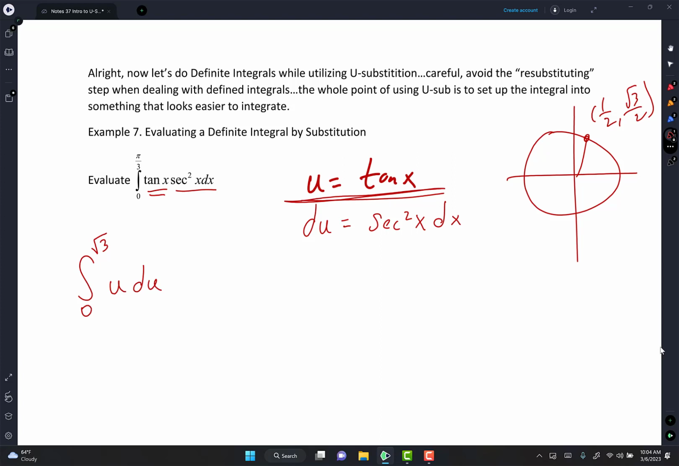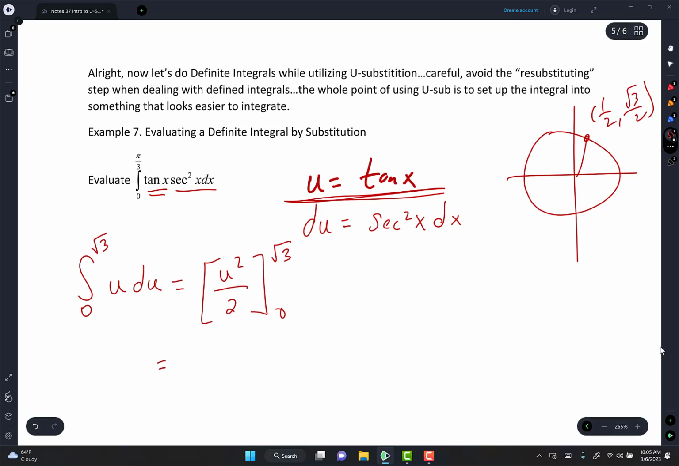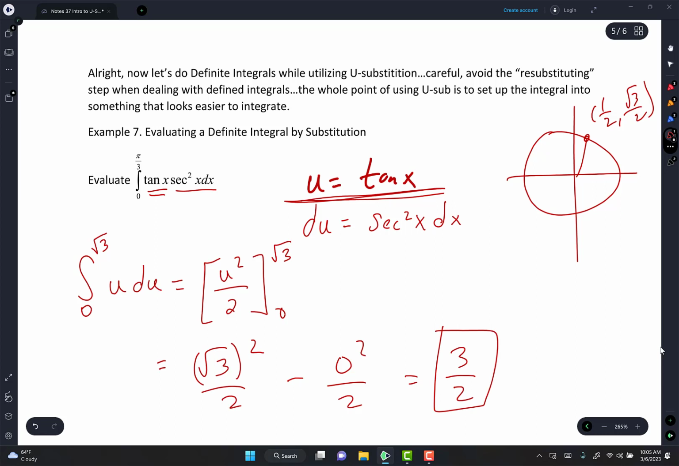Do not go back to your x. That's it, guys. We're done. Antiderivative of u. What is it? Antiderivative of u? U squared over 2. Perfect. And I'm going to evaluate this from 0 to square root of 3. There is no reason to go back to the x, because that's the whole point of this, to make life easier. Are we cool, guys? So here we go. Upper minus lower. Square root of 3 squared over 2 minus 0 squared over 2. So square root of 3 squared over 2 is just 3. So 3 over 2. And that's my answer.